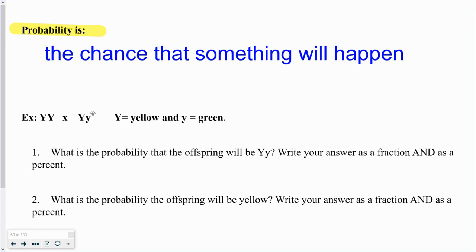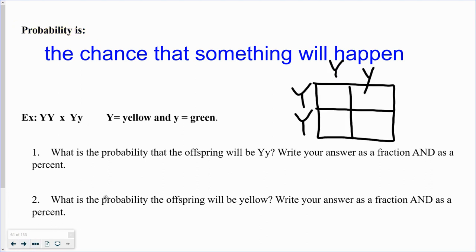So let's go back to the pea plants and let's take a homozygous dominant parent with a heterozygous parent. Okay, so one parent is going to be capital Y, capital Y. And if you remember, that means that they're going to have yellow seeds. And they're going to be crossed with another yellow seed, but this one happens to be carrying the green. This is heterozygous. It has one dominant and one recessive.